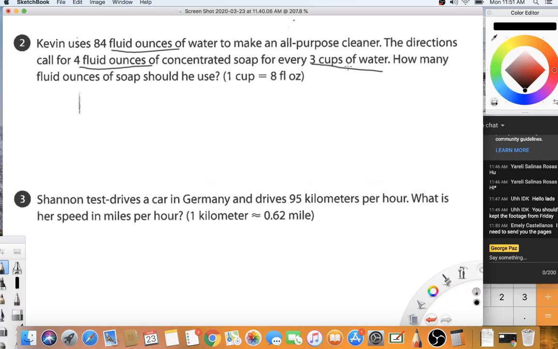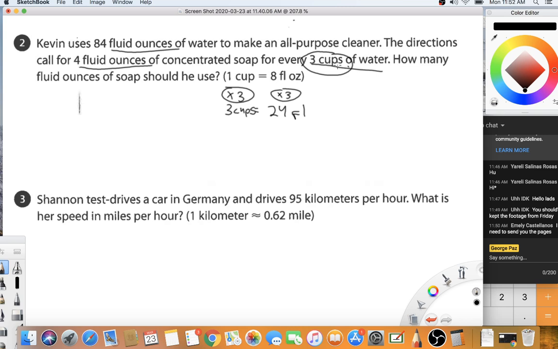So we need to change 3 cups of water into fluid ounces first. We're going to take this ratio right here, 1 cup for 8 fluid ounces. If we have 1 cup, we want to get to 3 cups. 1 times 3 gives me 3. Now I have to do the same thing to this side, times 3. 8 times 3 gives me 24 fluid ounces. So now it's 4 fluid ounces of soap to not 3 cups, but 24 fluid ounces of water.